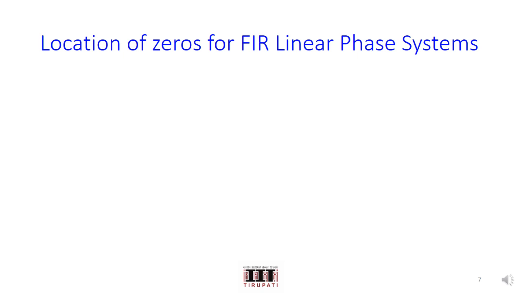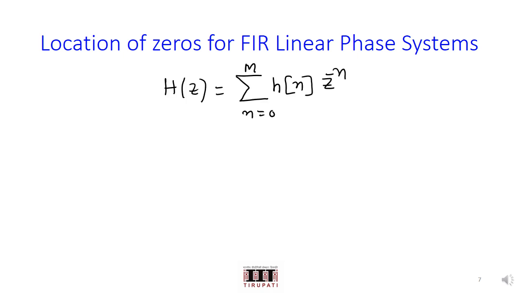Now let's spend some time understanding if there is any constraint that is getting implicitly imposed because of the way we are considering these 4 systems. Okay, so for this let's start with the H of z expression. The z transform of h of n, when you have only m number of non-zero terms, is the sum from 0 to m of h of n z power minus n.